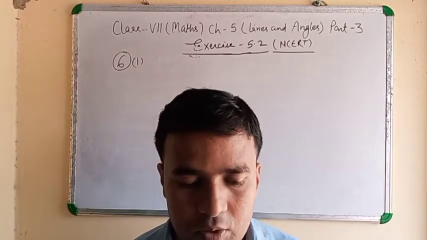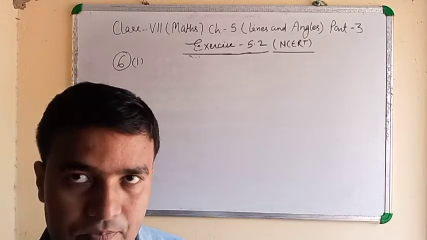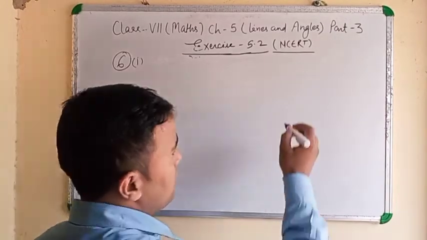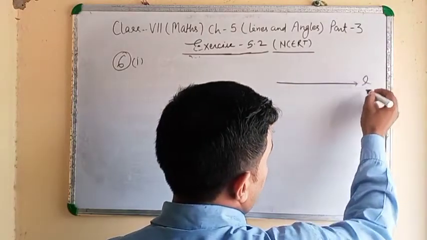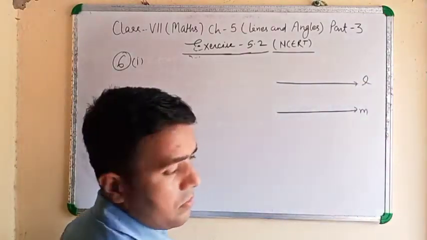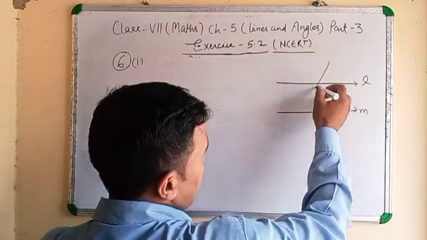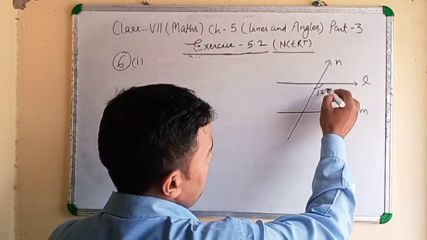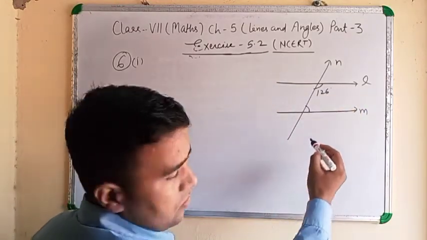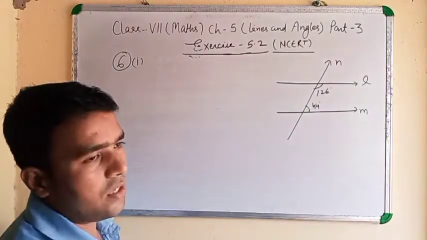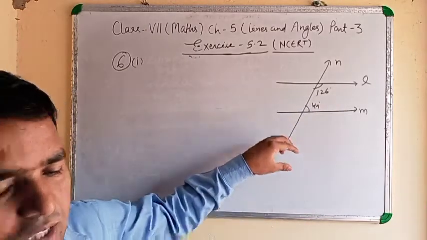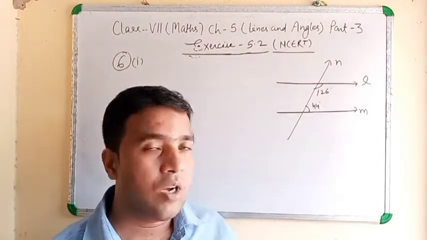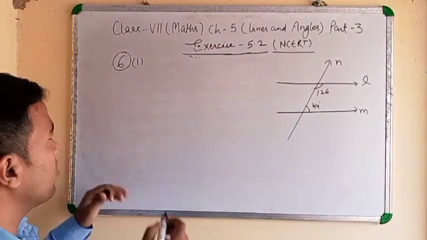In the given figure below, decide whether L is parallel to M. Clear? The figure is given. L and M, and N is the transversal. Clear? Angles are given, 126 and here 44. See, it is asking, in the given figure below, decide whether L is parallel to M or not. Clear? How will you find it? I am explaining the solution.